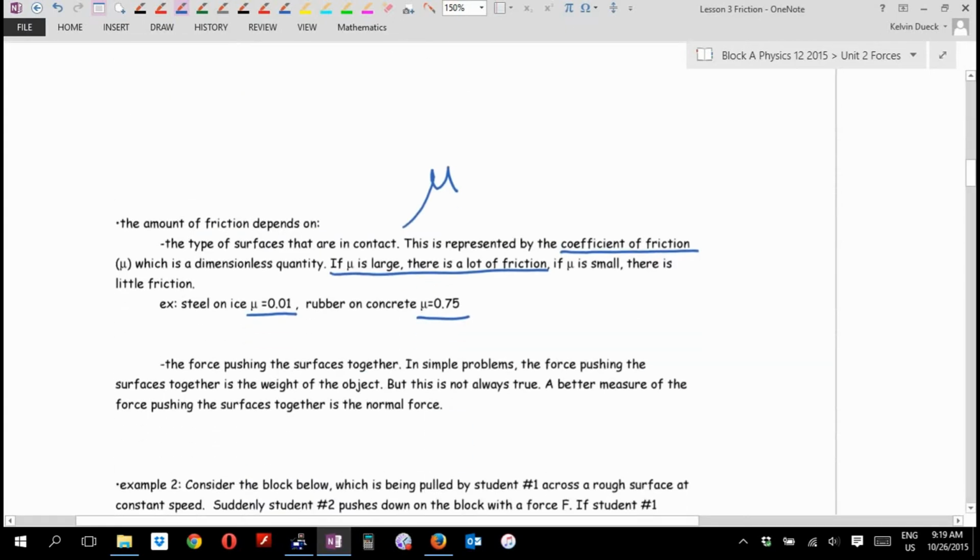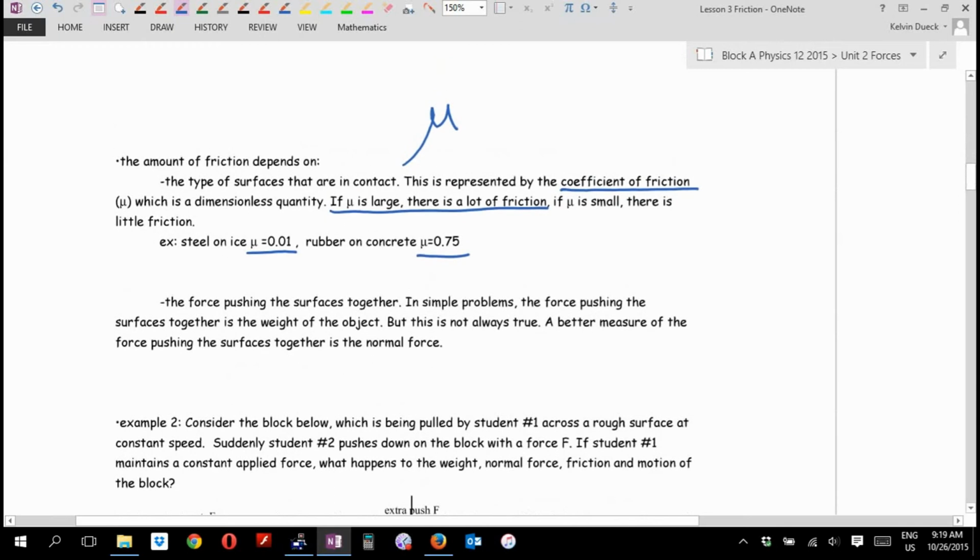It's good physics. So friction depends on how sticky the objects are. The other thing it depends on is the force pushing surfaces together. Now, last year, that force was almost always gravity, but gravity is not accurate. What really is a good example of the force sticking objects together is the normal force.